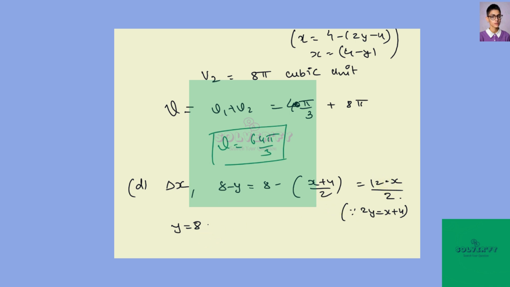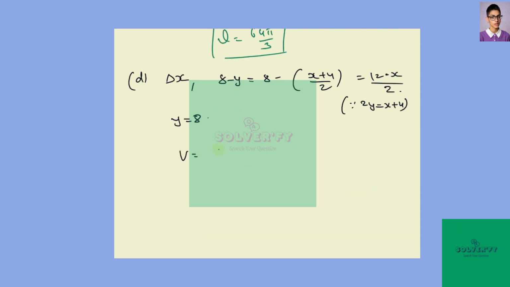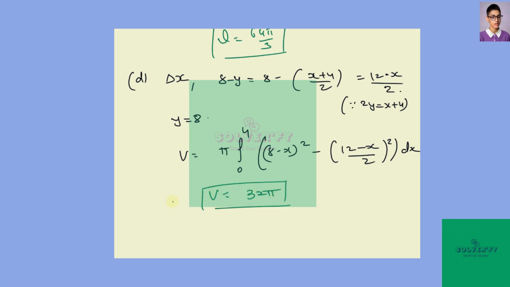Substituting the values in the volume equation, we have volume V equals pi times the integration over 0 to 4 of ((8 minus x) whole squared minus ((12 minus x)/2) whole squared) dx. Simplifying further, we get our required volume V equals 32.5 cubic units. So this is our required solution. I hope you understood very well.